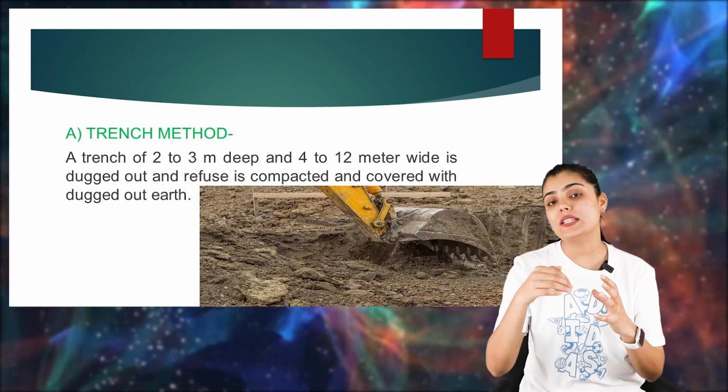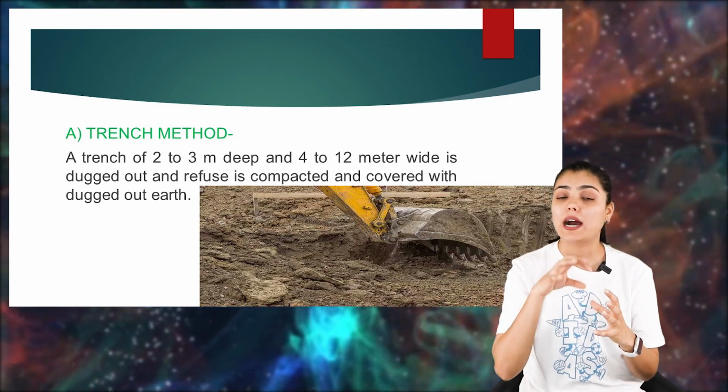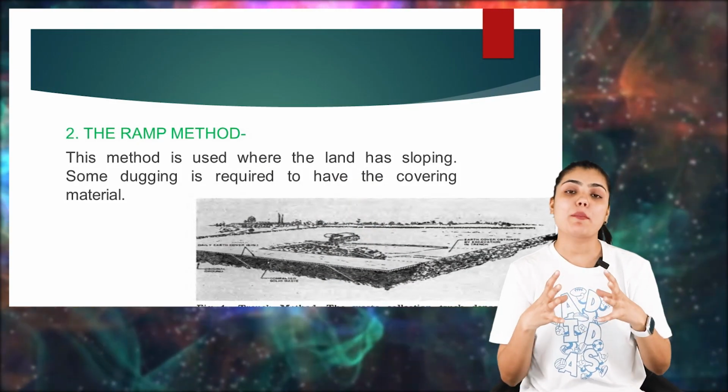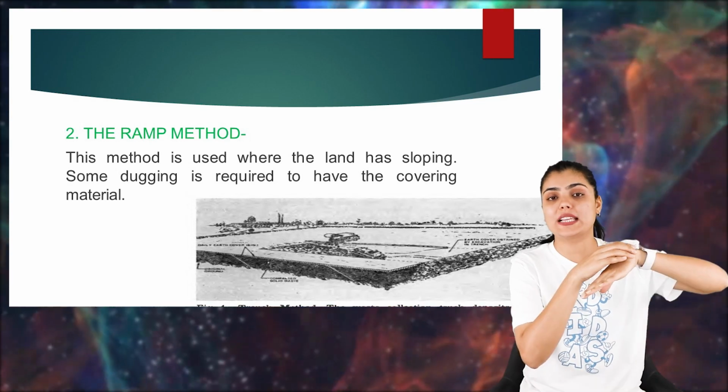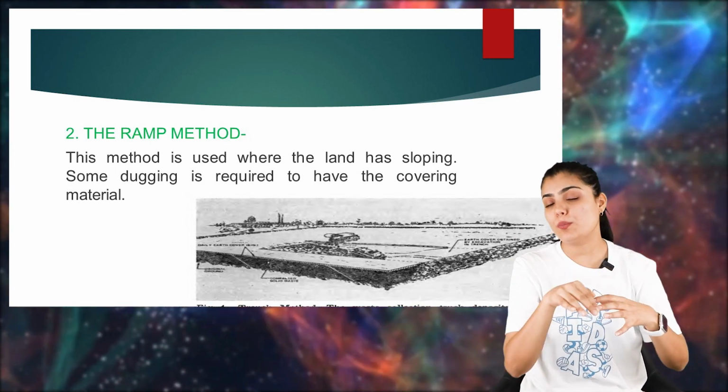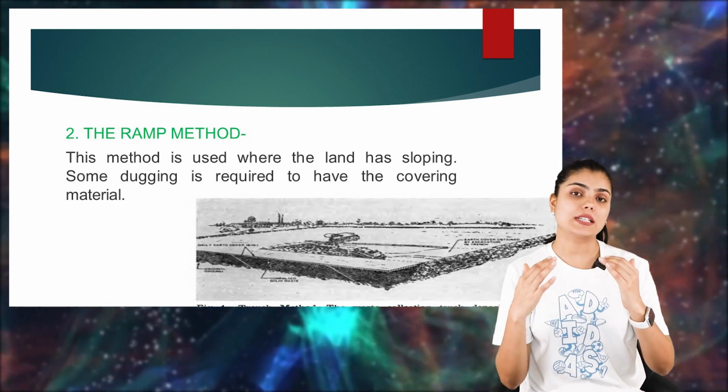And the trench, once it is made, is filled with all the garbage, and then it is covered up with the dug out material. The second one we have is the ramp method. In ramp method, we select the land that is a little slopy. The garbage is dumped in the slopy area and it is covered with the dug out material.